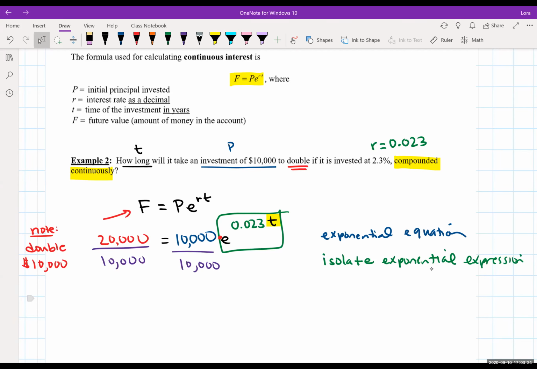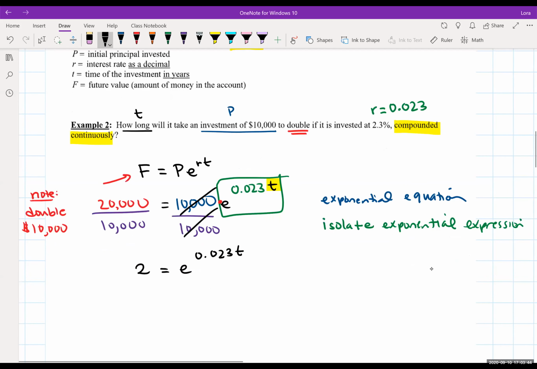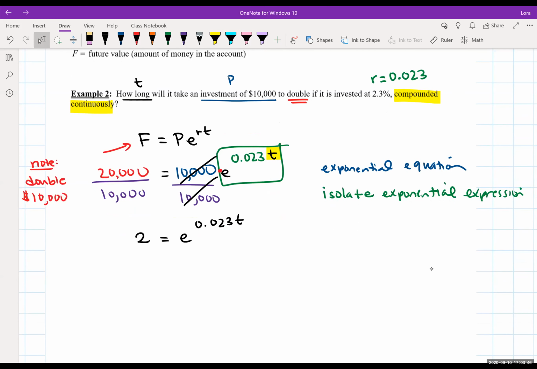Now this is really nice: 20,000 divided by 10,000 gives us a 2. And then we know the 10,000s divide out. So now we have e to the 0.023t equals 2. This might look familiar from a few examples ago. If you want to isolate just the t, we are looking at the fact that we cannot match the bases. So this would be where I would take the natural log of both sides. And why natural log, you ask? Why not just log?